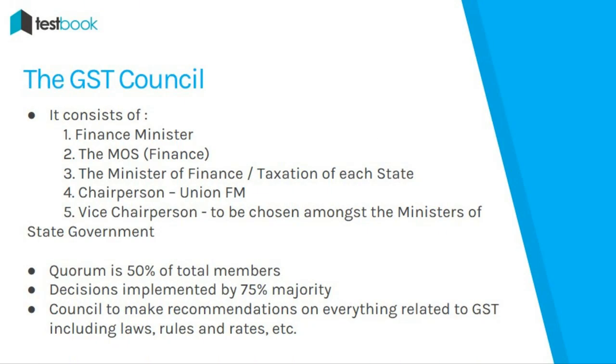Who are the members of the GST Council and some key facts? The GST Council consists of the Finance Minister, the MOS Finance, and the Minister of Finance or Taxation of each state. Chairperson is the Union FM, and the Vice Chairperson is to be chosen among the Ministers of State Government. Quorum is 50% of total members. Decisions implemented by 75% majority. The Council makes recommendations on everything related to GST, including laws, rules and rates, etc.